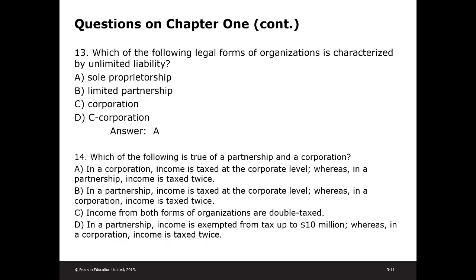In a partnership, income is taxed at the corporate level, whereas in a corporation, income is taxed twice. I think this is the right answer, as we said a moment ago. So the answer will be B.